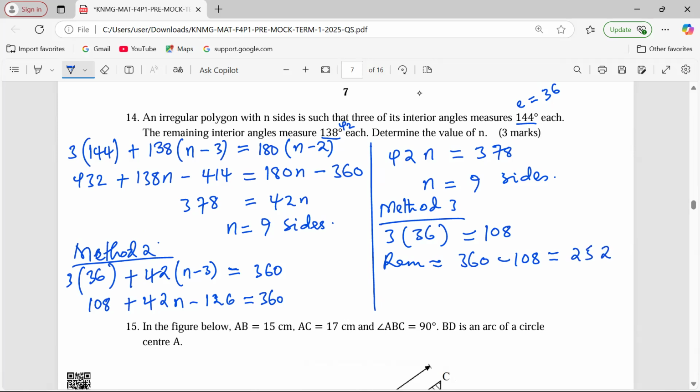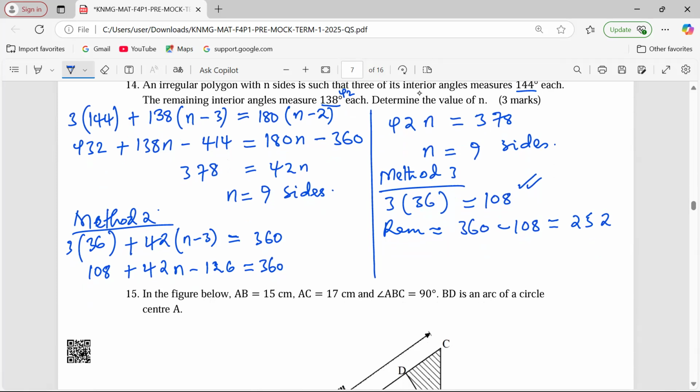With 252, we don't know the number of the other angles because the first 3 are giving us 108. The remaining ones should give us 252, so that when added, they give us 360. We don't know their number, but we know that each is measuring 42. Therefore, when we divide 252 by each angle measuring 42, how many are they?